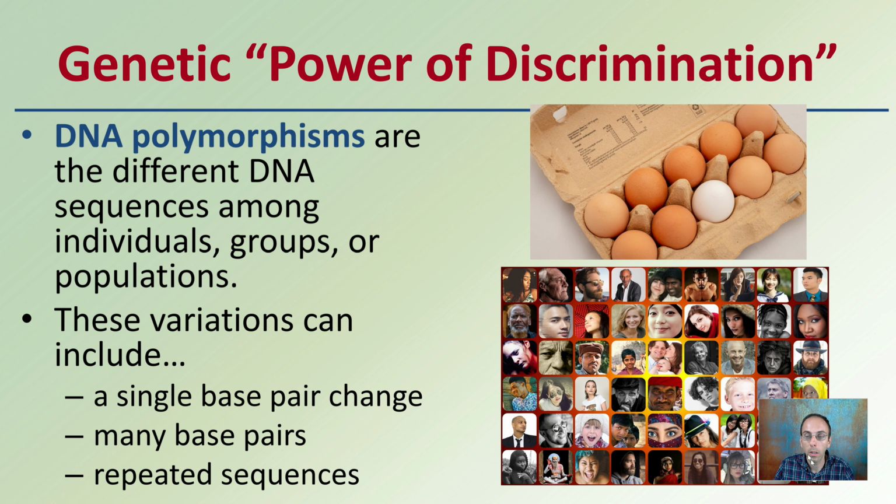Genetic power of discrimination. DNA polymorphisms are basically different DNA sequences among individuals, groups, or populations. These variations can include a single base pair change, many base pairs, or a repeated sequence, and this can discriminate someone's DNA and place them into certain categories. So this can help eliminate someone or potentially include them in a list of suspects. This is important as far as separating out, even if you don't get a full DNA sequence, by finding certain key markers you might be able to classify someone as belonging to a particular group or population.